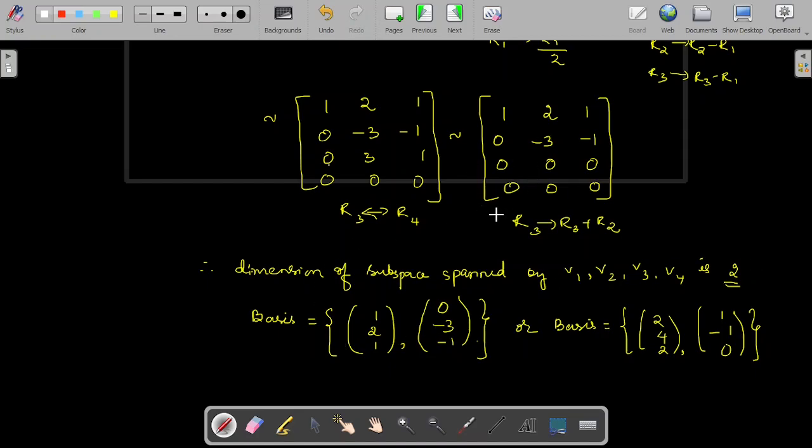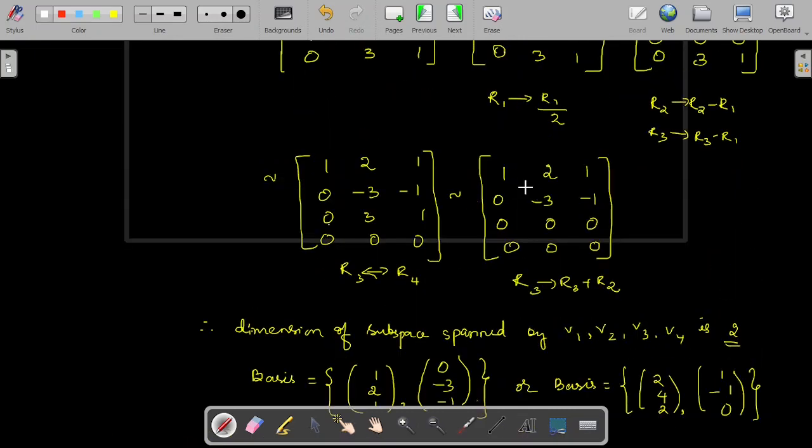Now you have to find a basis also for that subspace. The basis is given by the linearly independent rows. See, the first row and second row are non-zero. Therefore, the entries in the first row and the second row, these two vectors will form a basis. So you can write 1, 2, 1, 0 minus 3 minus 1. So that is one set of bases.